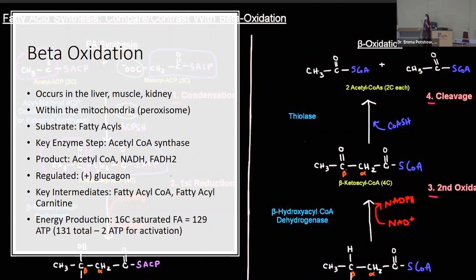So if you think about that, we have 16 carbons, C, C, C, C, et cetera. We do beta oxidation, we get 2. Beta oxidation, we get 2, et cetera, until we're down to just all acetyl-CoA molecules. Every time we do beta oxidation, we're getting some of those byproducts of NADH and FADH2, plus acetyl-CoA.